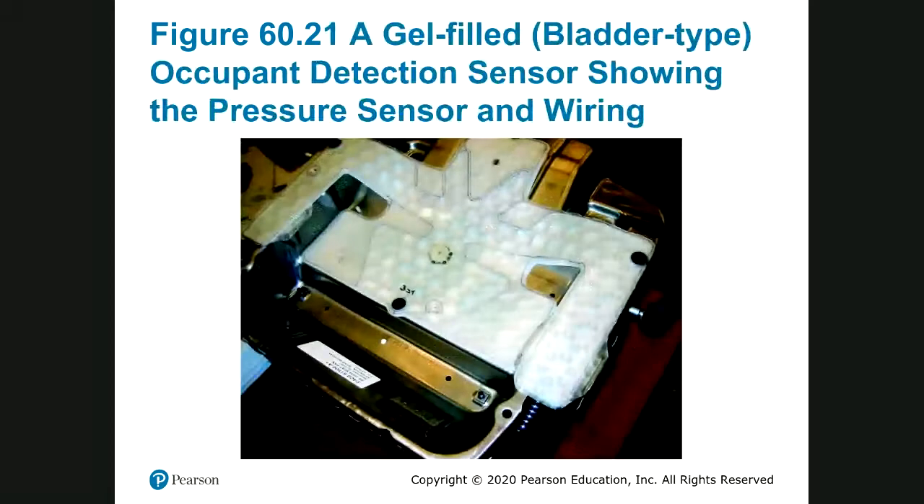So here's a gel-filled bladder type occupant detection sensor. You can see this area right through here. This right here's the gel part. It's full of gel. I don't know if I can see the sensor in this picture, but there's a pressure sensor, probably on the back or underneath. When you sit on this, the gel is displaced, so it adds pressure to the sensor, equal to the weight of the gel displaced. The heavier you are, the more gel is displaced, and the more pressure is on that sensor. That's how we tell how the airbags should respond.